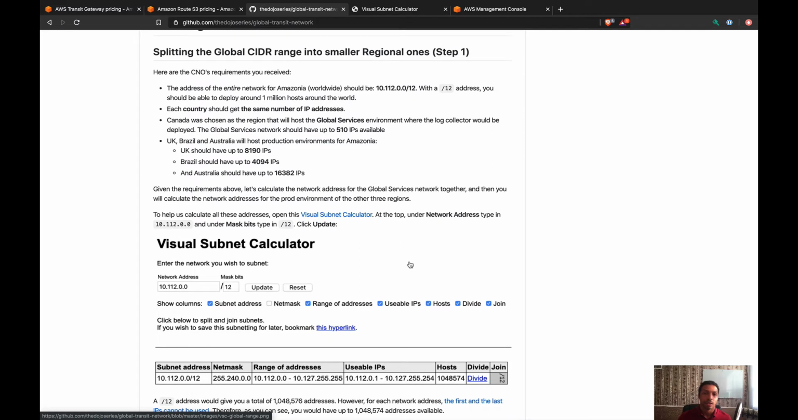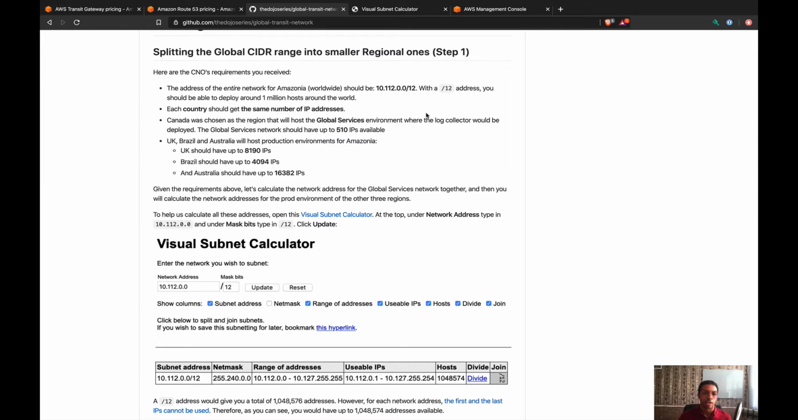The first step is going to be to split a global CIDR range into smaller regional ones. So the requirement is that we're going to have a global CIDR range, which is going to be 10.112.0.0/12, which would give us around 1 million IP addresses. And then we know that each country should get the same number of IP addresses, which means we're going to have to split this /12 equally.